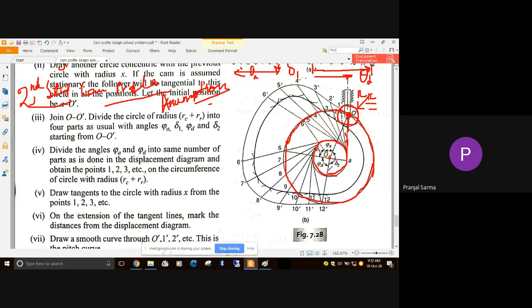I hope it's clear. So now what we'll do, you just draw or join the centers of both the circles. So the center of this smaller circle with the center of the roller. Okay, this is the line. And now with respect to this line, you just have to divide the angles, theta A, delta, theta D, etc. Okay, so that is the baseline. From this line, we will just use your protractor and find out the angles.